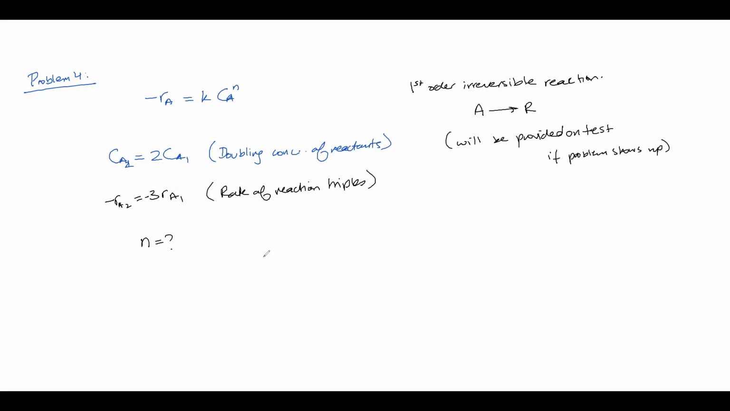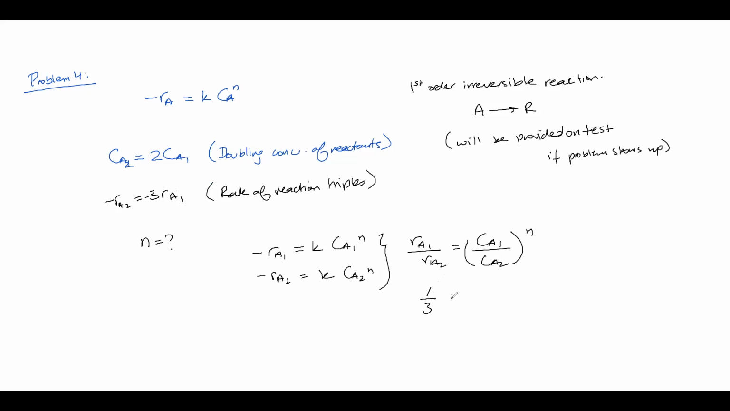Okay, so let's write down. I have minus RA1 is equal to K Ca1 to the n, and then I have minus RA2 is equal to K Ca2 to the n. I divide these two, so I get RA1 over RA2 is equal to Ca1 over Ca2 to the power n. RA1 over RA2 is equal to 1 over 3, right? Ca1 over Ca2 is equal to half to the n, and basically you just solve for n, right?